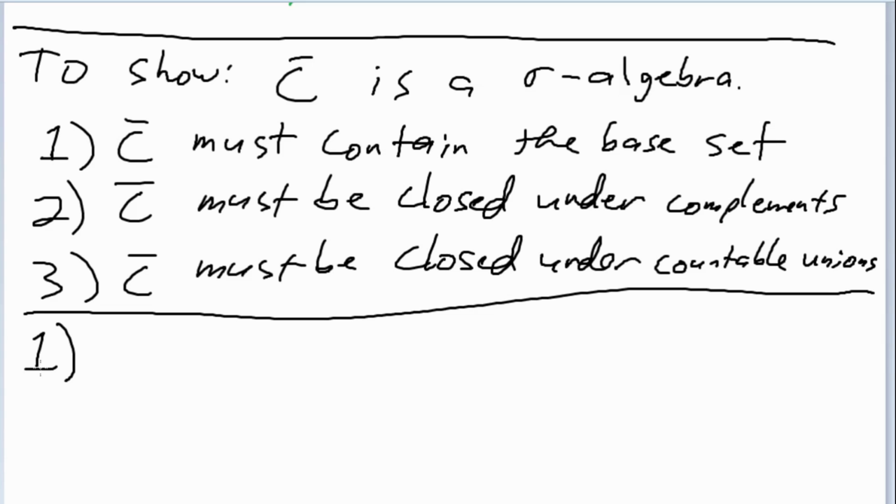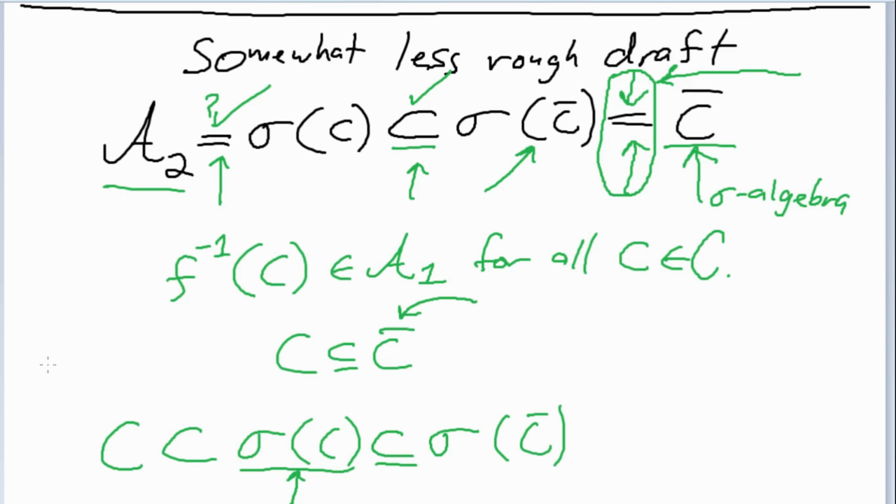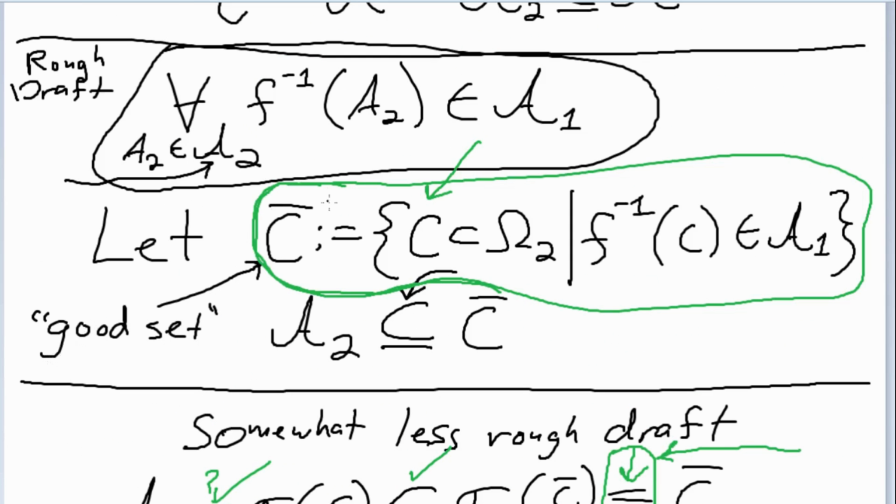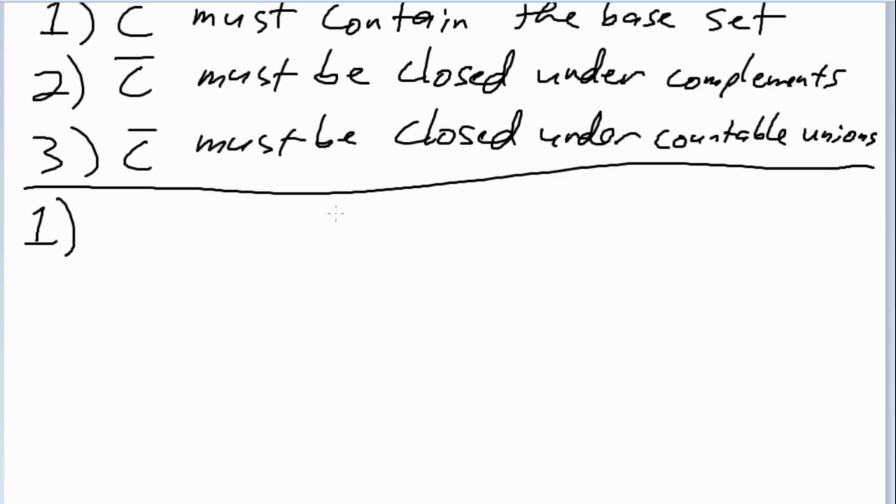C bar must contain the base set. Okay, what is the base set if we're dealing with C bar? We're dealing actually with this set here, right? Omega 2. So what we need to show is that omega 2 is contained within C bar. That's what we want to show.